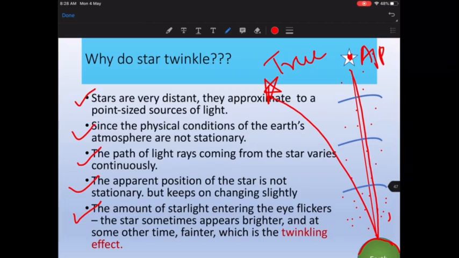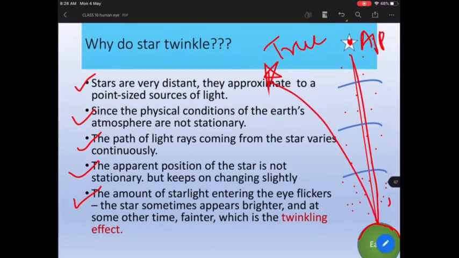The path of the light ray coming from the star varies continuously. The third point is this. Why will the path vary? Because the environment is not stable. Understand that it is continuously changing. The molecules are moving continuously, and this heterogeneous environment is continuously changing. So if you look through something which changes continuously, it would look as if it is flickering, or shaky, or twinkling. So it would appear to you like that. Okay, fine. Does that answer your question?